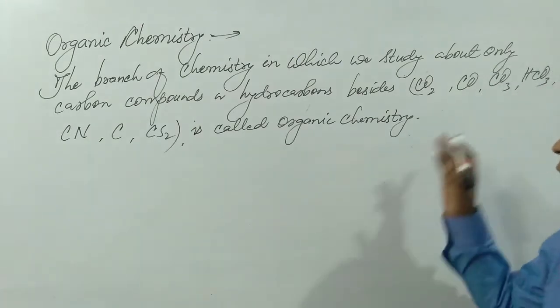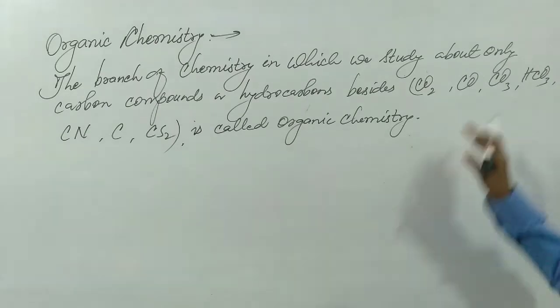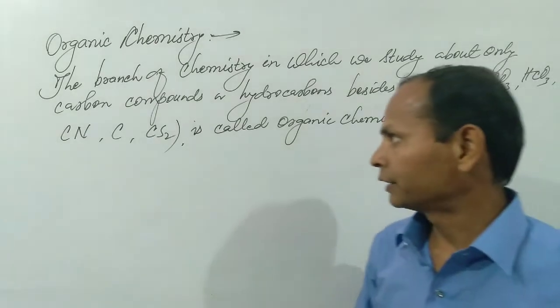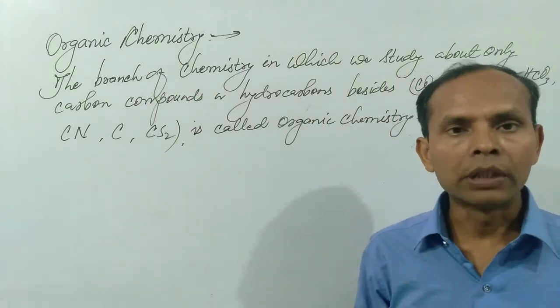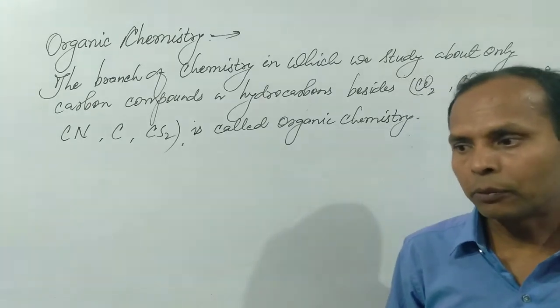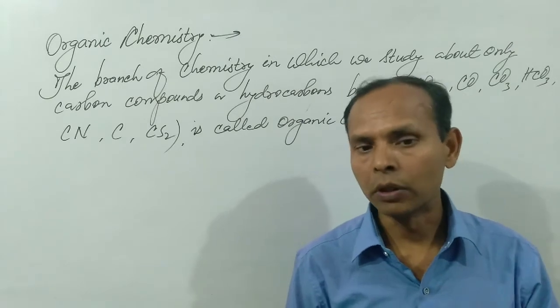And besides all these, compounds that can be obtained by the combination of carbon dioxide, carbon monoxide, carbonate, bicarbonate and cyanide are inorganic compounds. And besides this, all the remaining types of compounds of carbon are considered organic compounds.